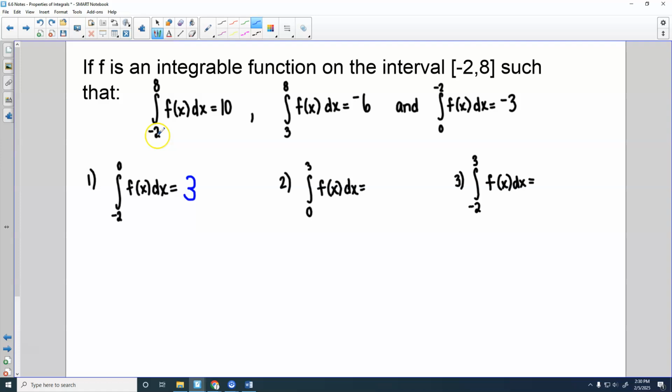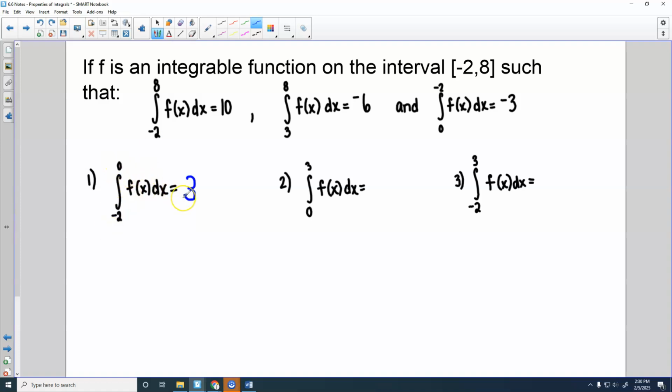I've got -2 to 8. I've got 3 to 8. I've got 0 to -2 where I could do -2 to 0. Right there. What's the biggest integral that there is there? Like the biggest range? -2 to 8. So I could kind of break it into pieces, right? What pieces could I break it into, given what I know?